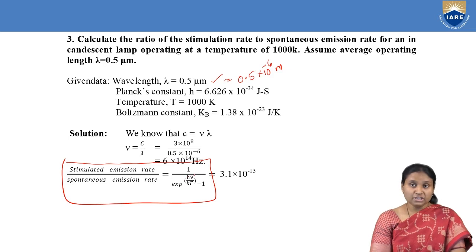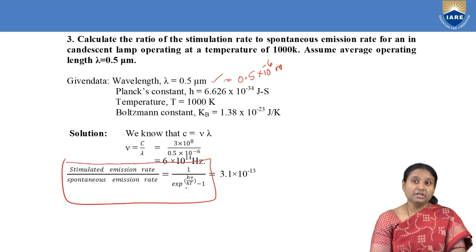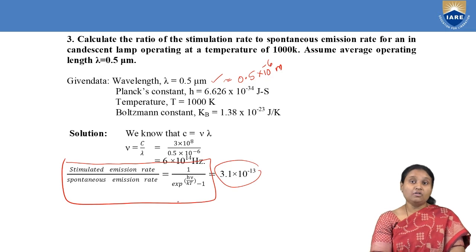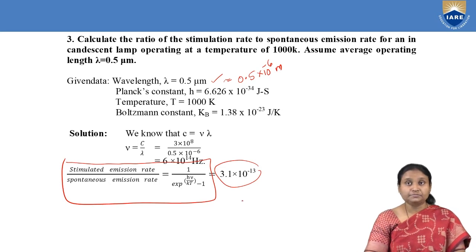Now we are going to make use of this formula, 1 by exponential of h nu by kT minus 1. What is h? 6.6 into 10 power of minus 34, into the frequency we just calculated, 6 into 10 power of 14, divided by k, the Boltzmann constant, 1.38 into 10 power of minus 23 joule per Kelvin, into temperature 1000 kelvins, and the entire value minus 1. If we simplify it, this ratio of the rate of stimulated emission to spontaneous emission comes out to be 3.1 into 10 power of minus 13.